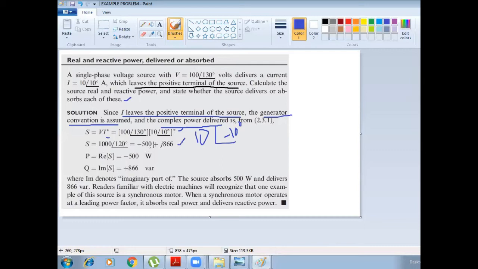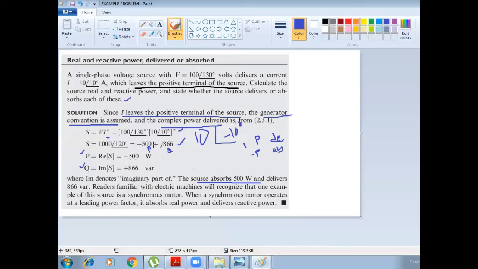Now this is the real power and this is the reactive power. P is minus 500 and Q is plus 866. So P is negative and Q is positive. Here we say that the source absorbs 500 watts. Initially we assumed one generator and current leaves the positive terminal. Then if P is positive, positive real power will be delivered. If P is negative, positive real power will be absorbed.